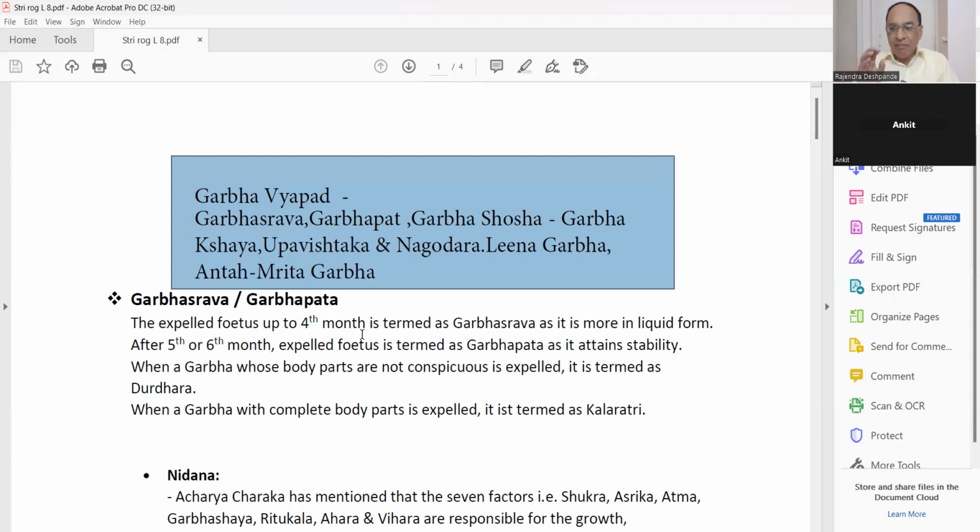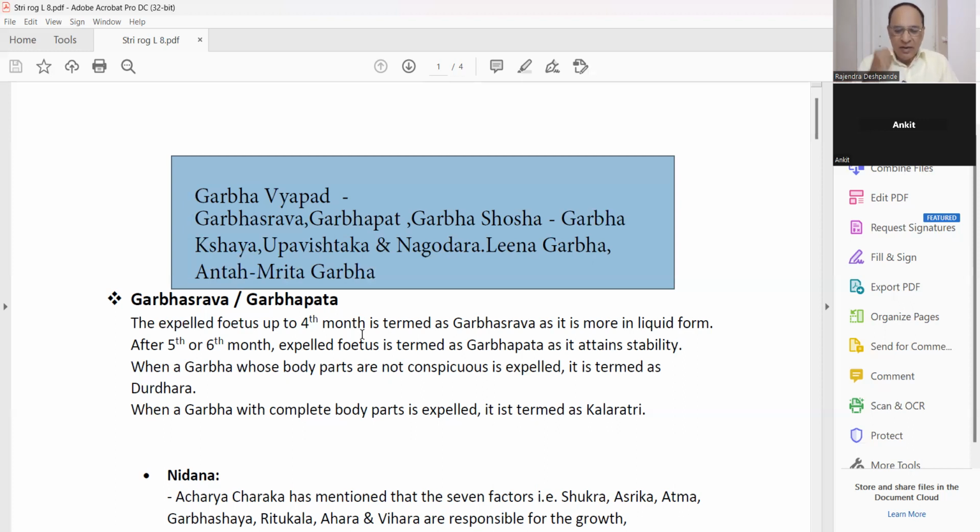Then Bahu Apatya or Aneka Apatya, that I have taken. Then Garbhashayetara Garbhadhan, not in the uterus. Ectopic pregnancy. Chapter number 5. Slow and steady. Write down. Chapter number 5, Prasava Vijnana. Prasava, delivery. That is Avadhi. How much time? Kala.